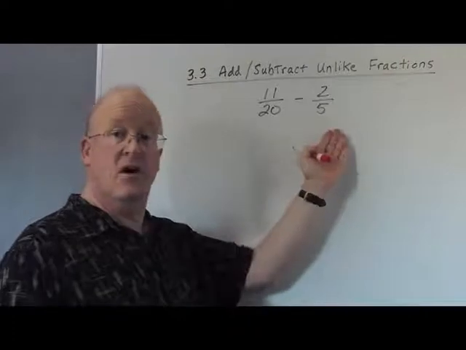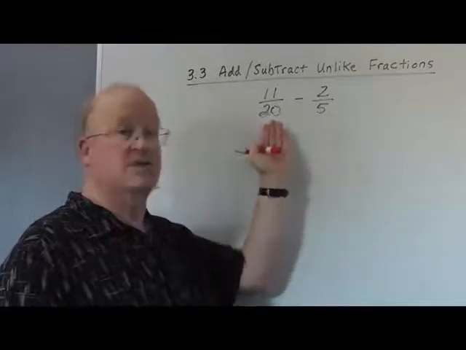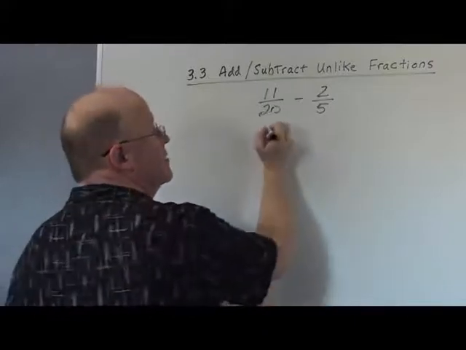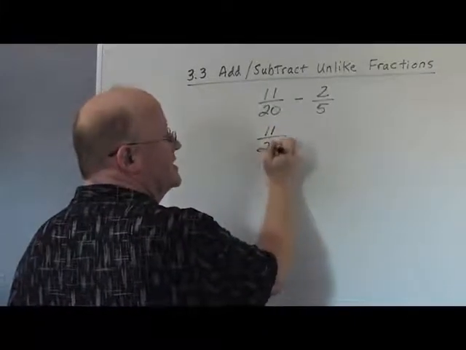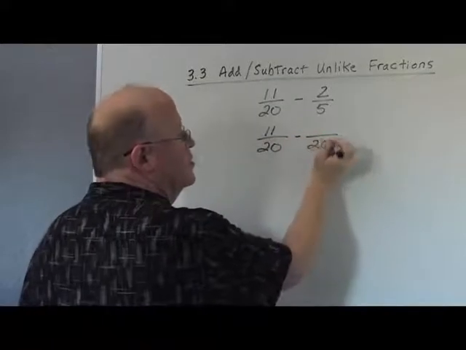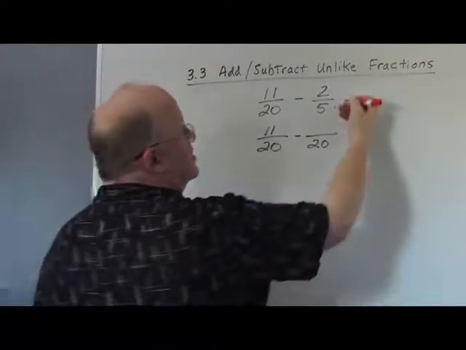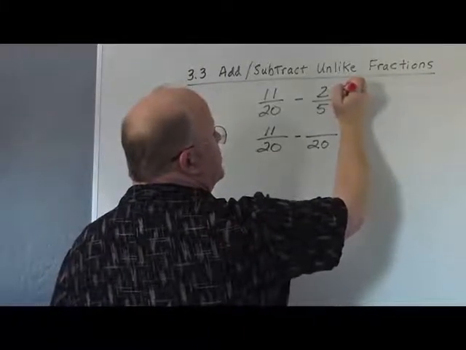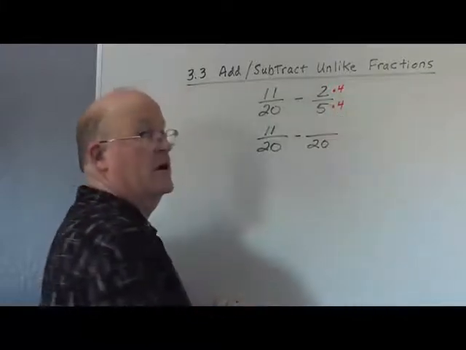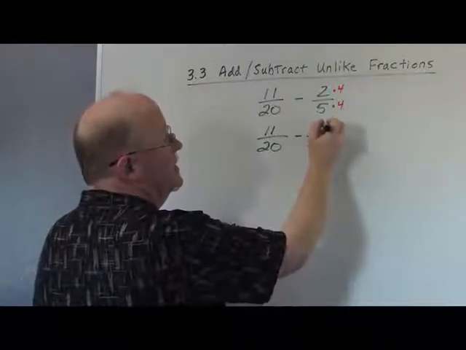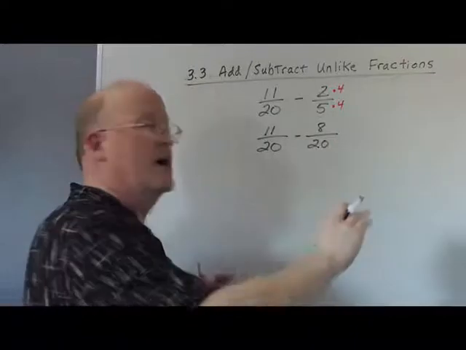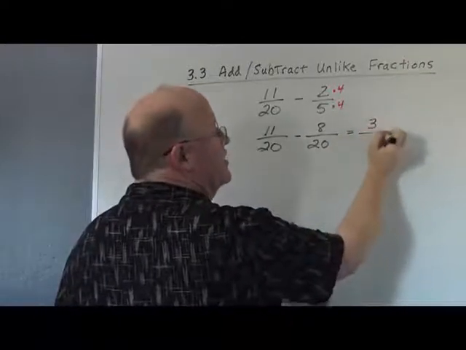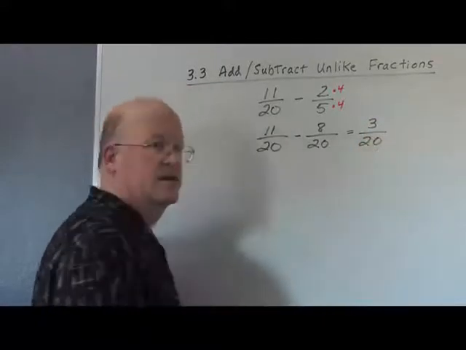You need to have a common denominator. 5, it turns out, goes into 20, so we can use 20 as that least common denominator. Rewrite the first fraction just as it is, but rewrite the second one to be over 20. To go from 5 to 20, we've multiplied by 4, so we will multiply both the numerator and the denominator here by 4, and 2 times 4 gives us 8. Now we can subtract across the numerators. 11 minus 8 is equal to 3, and that gives us 3/20.